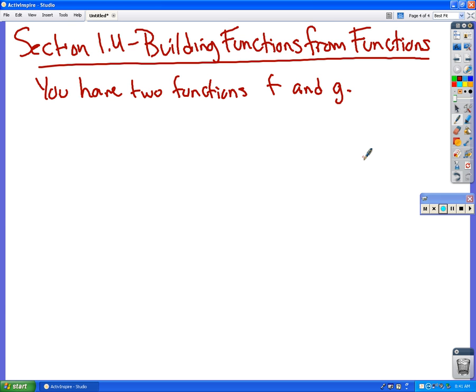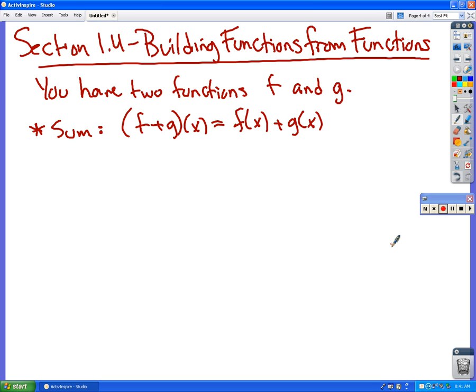Okay. So there are some exciting ways that we can combine these, and this is really easy, but we'll go through it anyway. You can do the sum of the two functions, and you would say f plus g of x, and that, not surprisingly, is equal to the first one plus the second one.